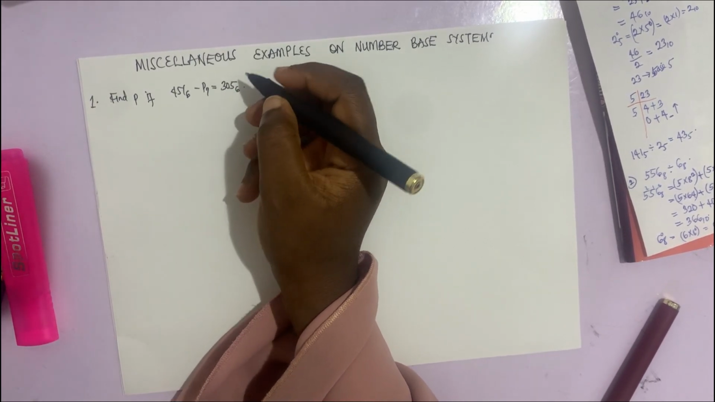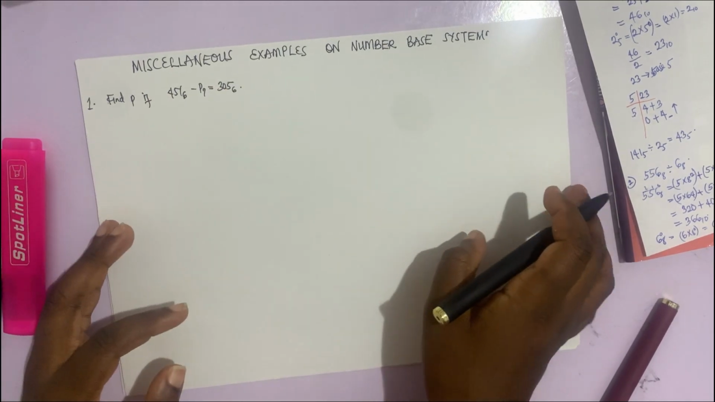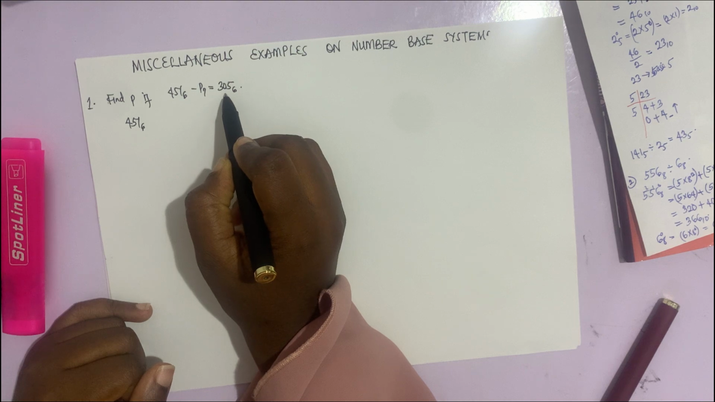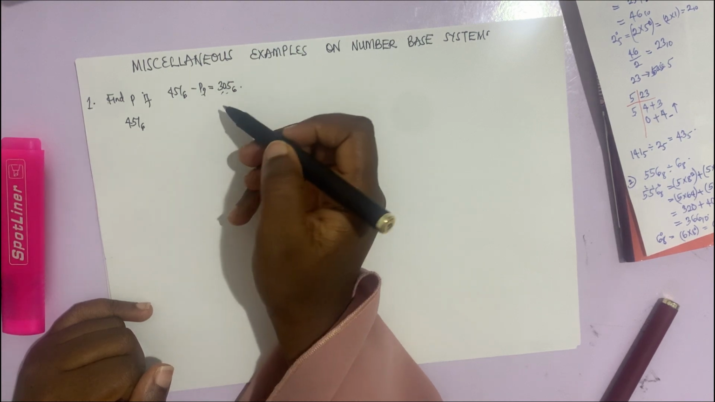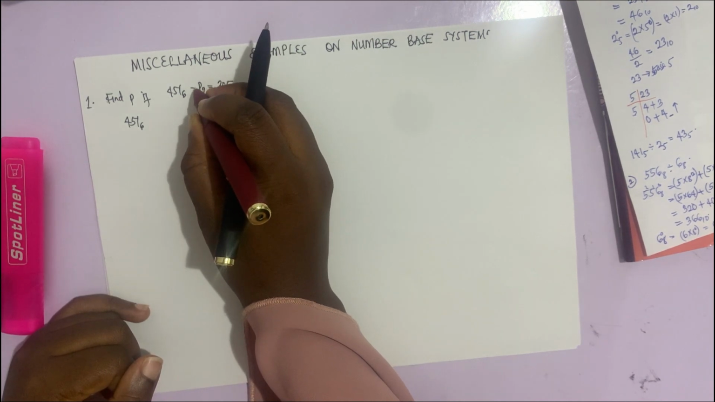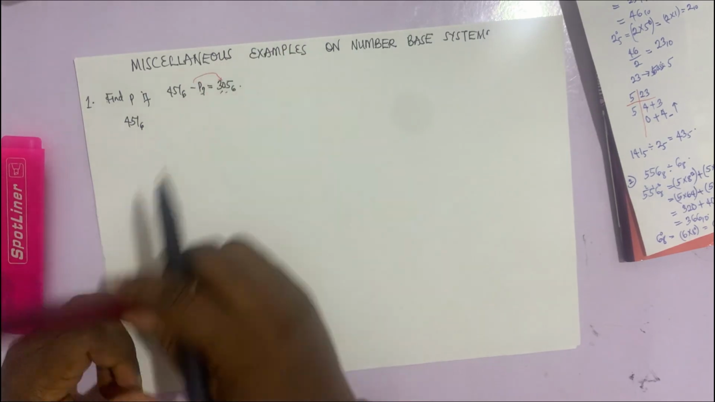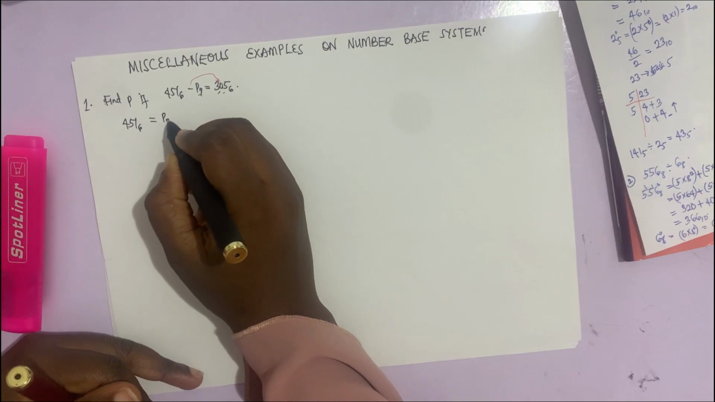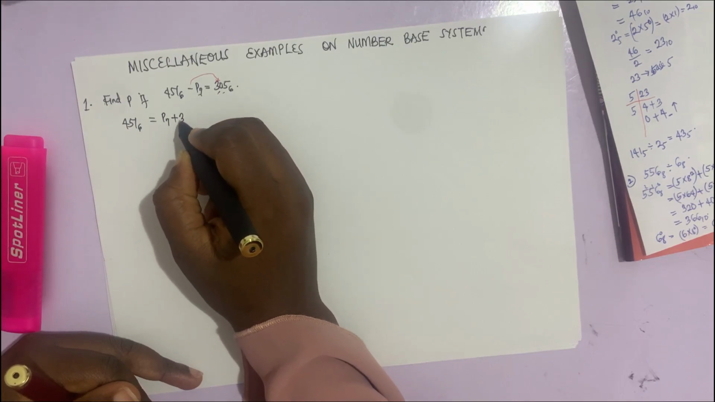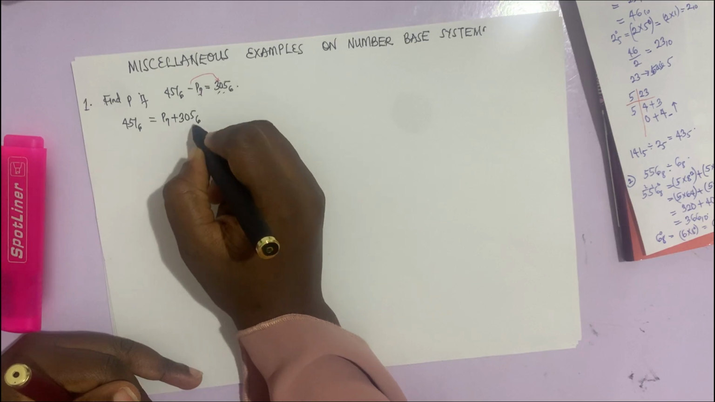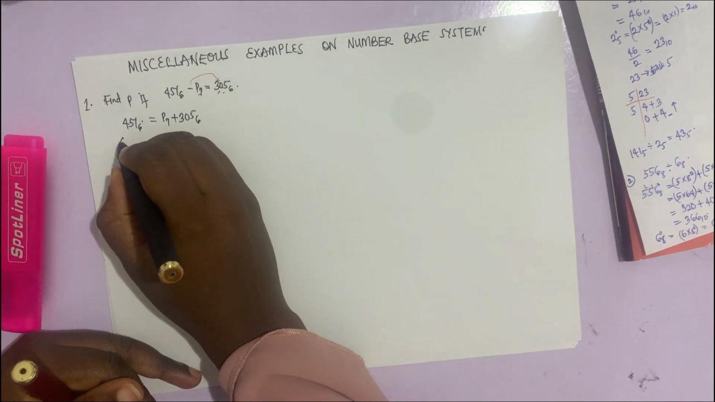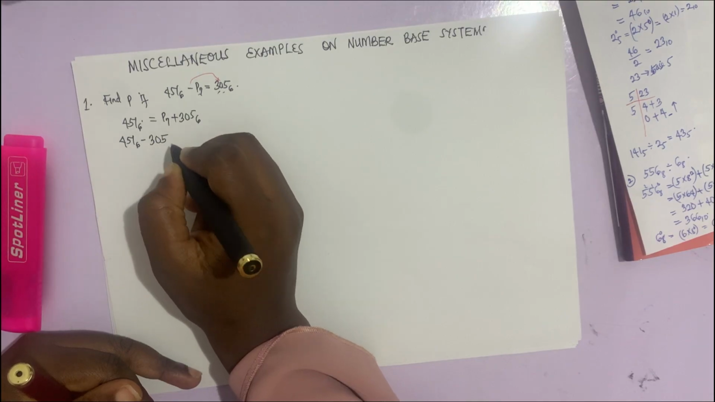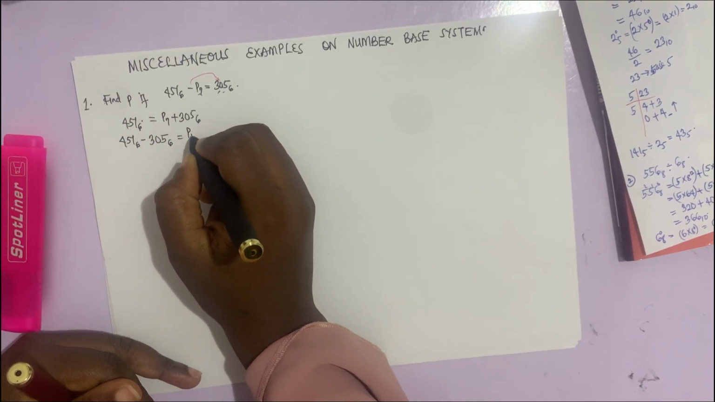So the first thing we want to do in this case is to collect the like terms. So 451 base 6. Since this one is unknown, we bring it to this side. Note that this P base 7 has a negative sign, so if it crosses to this place, it becomes positive. 451 base 6 becomes P base 7 plus 305 base 6. So this 305 comes to this side, becomes 451 base 6 minus 305 base 6, which will give us P base 7.